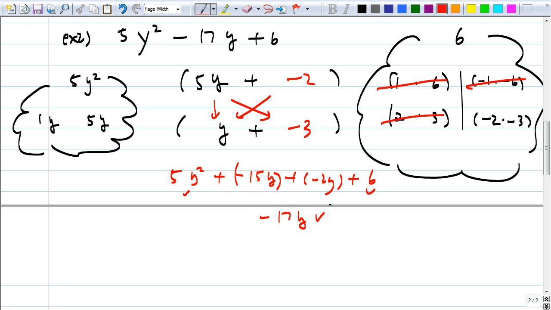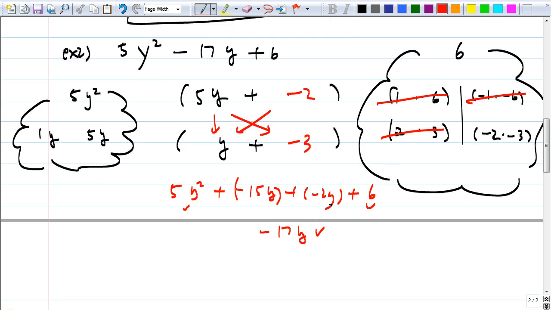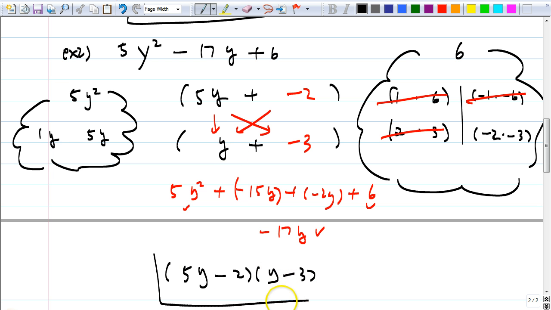Okay? What's the answer then? Claire? What do I write as my answer? 5y minus 2, parentheses, times y minus 3. Good. And we just checked this, so that's the answer. Pretty straightforward. You see how we're kind of getting faster a little bit.